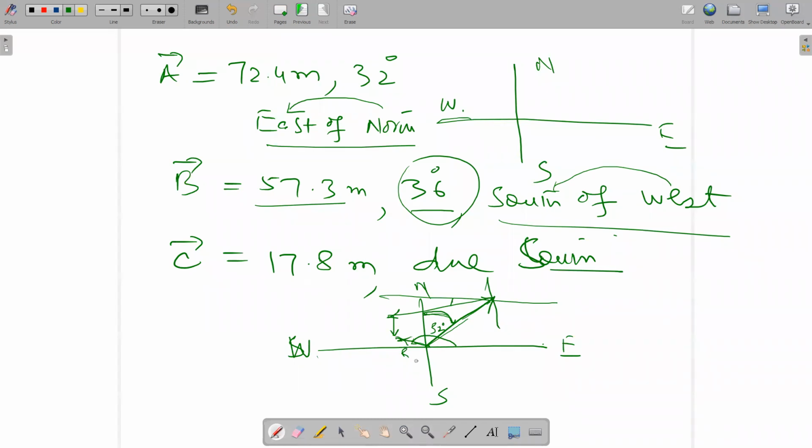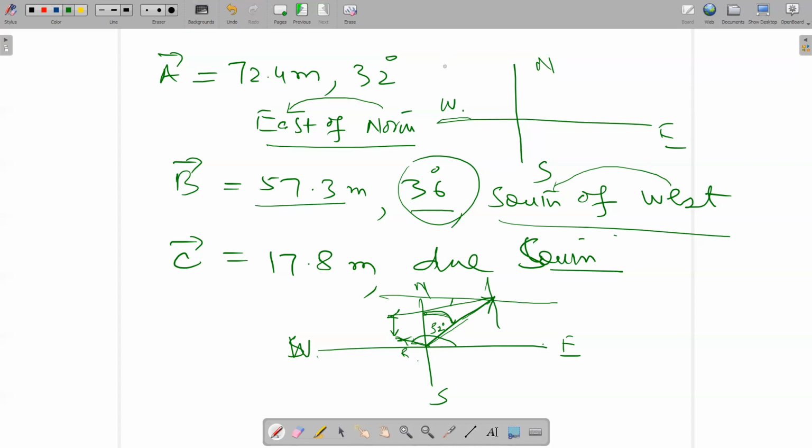Now, to find this resultant, what you will do? Understand? We find A and B and C, we find X component, Y component. And then add all the X components, add all the Y components, and then find the R value. So can you solve this one? Solve it yourself, okay?